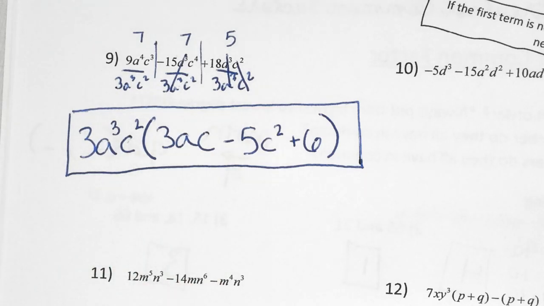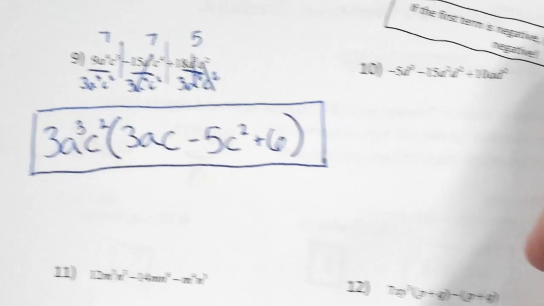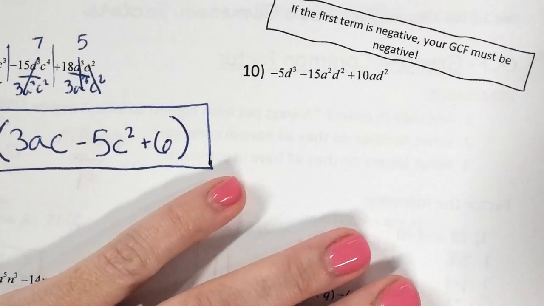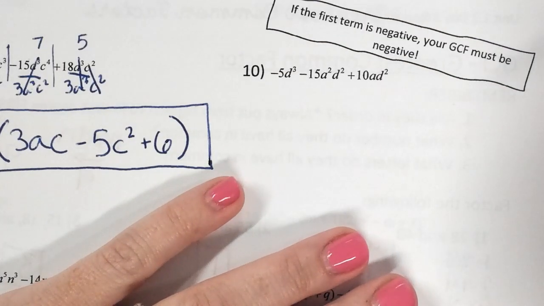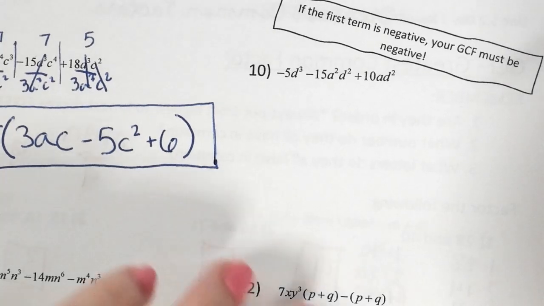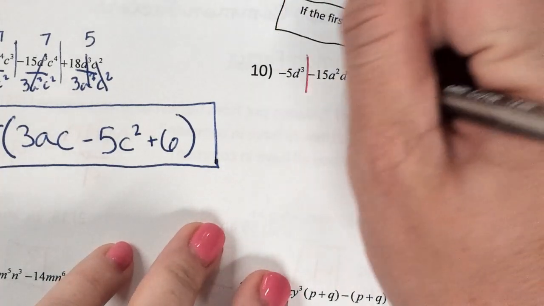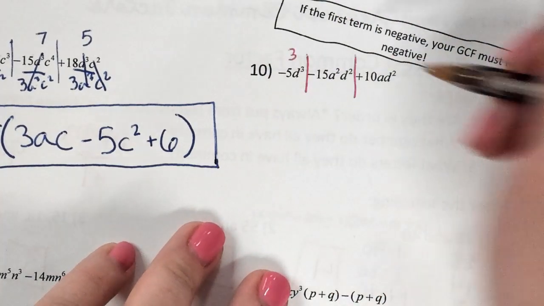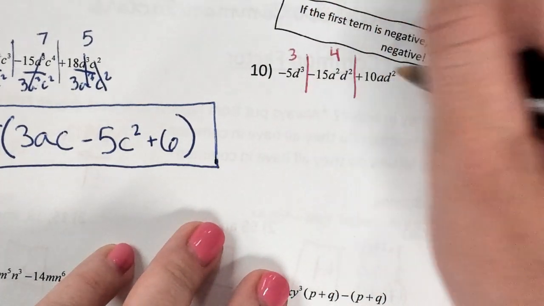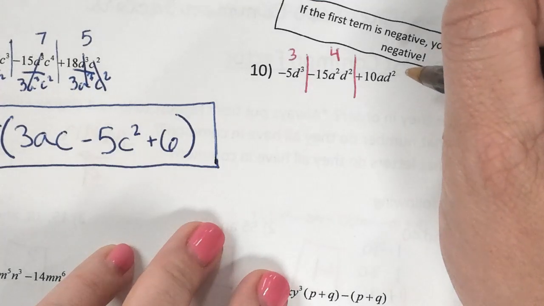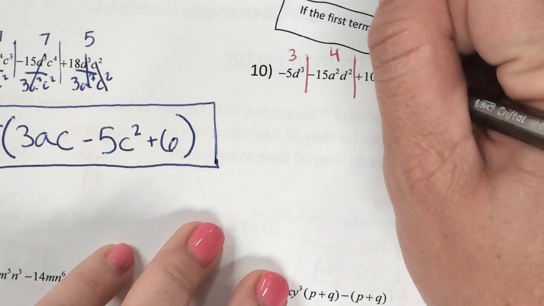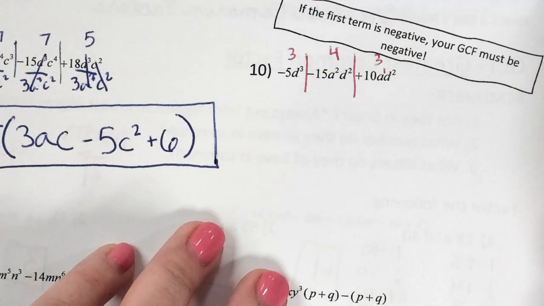So let's look at number 10. Okay, is it in order? So if this is a degree of 3, what's this a degree of? 4. And what's this a degree of? 2. Matt, what'd you forget? Oh, 3. A technically has a 1, so 1 plus 2 is 3.